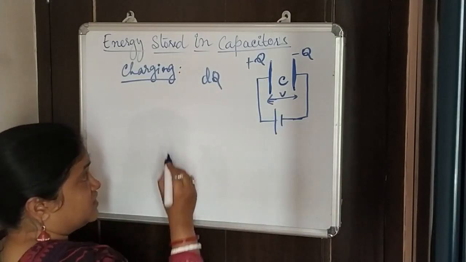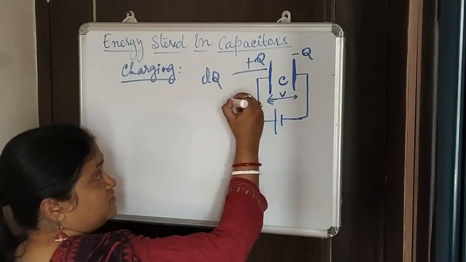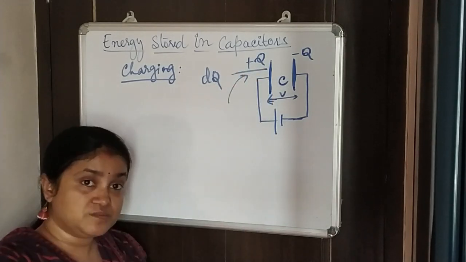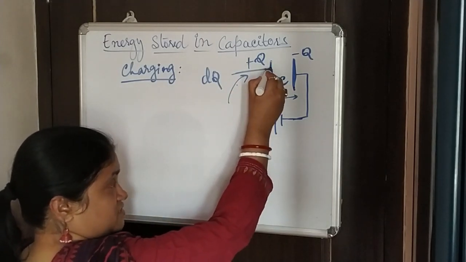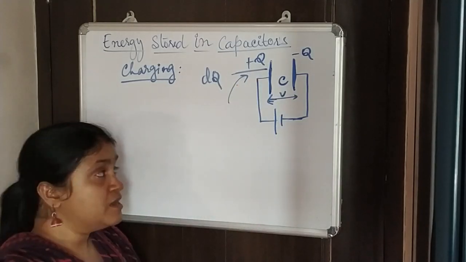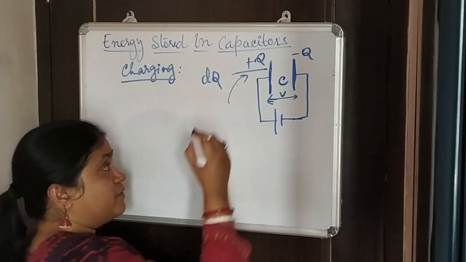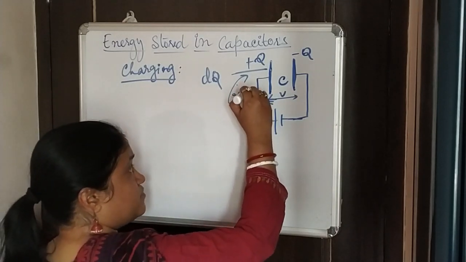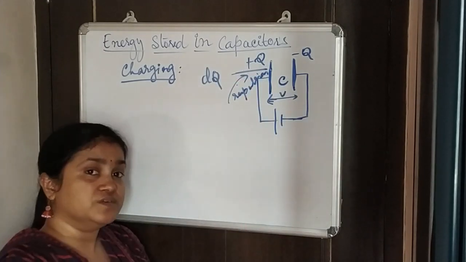Now when the charge is getting added to this particular plate, the battery has to work against the force between the positive charge that is entering this plate and the positive charge already on the plate. They will have a repulsion force, but still this charge has to be added. So against the repulsion force, the battery has to work.